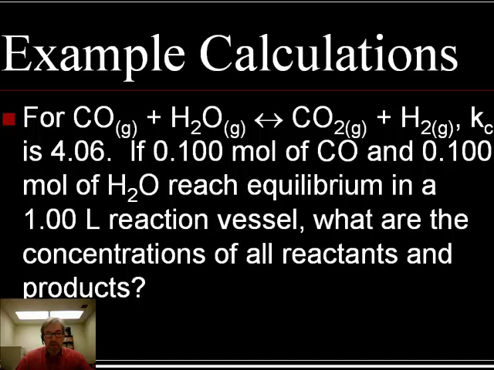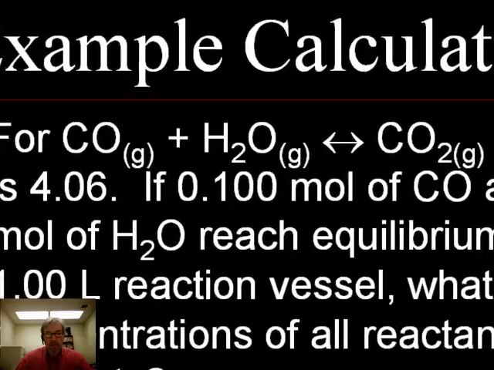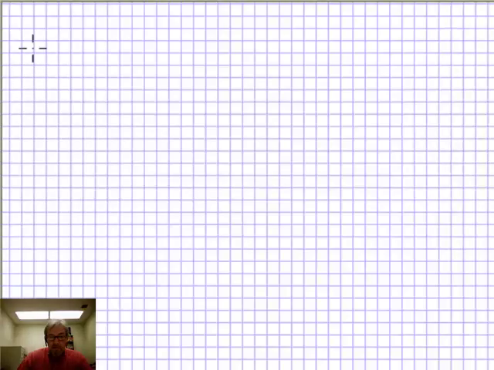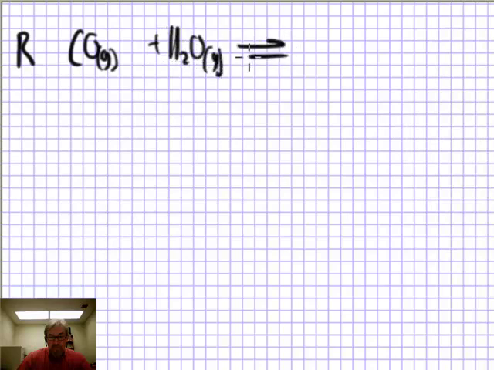Kc is given as 4.06, and we know that 0.10 moles of CO and 0.10 moles of H2O are reacting to reach equilibrium in a 1-liter reaction vessel. So we want to know what are the concentrations of all reactants and products at equilibrium. Well, let's make a RICE chart. First of all, reaction, that's the first line. So CO gas plus H2O gas in equilibrium with CO2 gas and H2 gas.